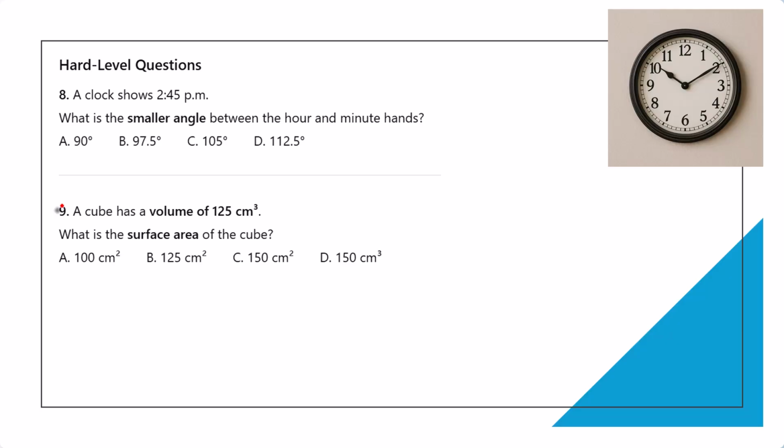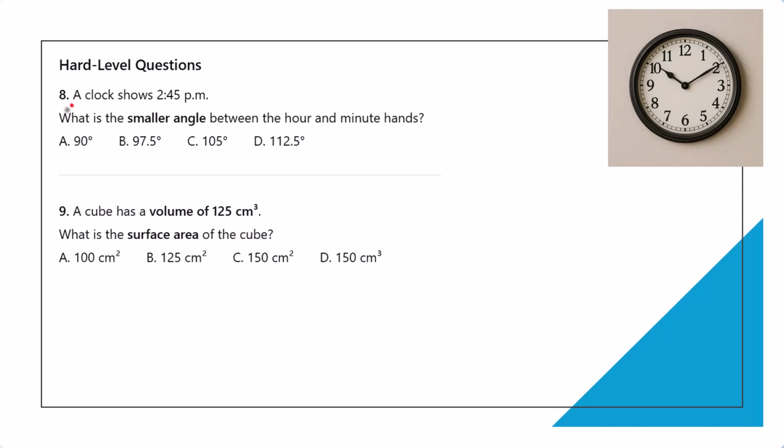Let's hope that you tried that. Now we're gonna move on. It says a clock shows 2:45 p.m. What is the smaller angle between the hour and the minute hands? A cube has a volume of 125. What is the surface area of the cube?